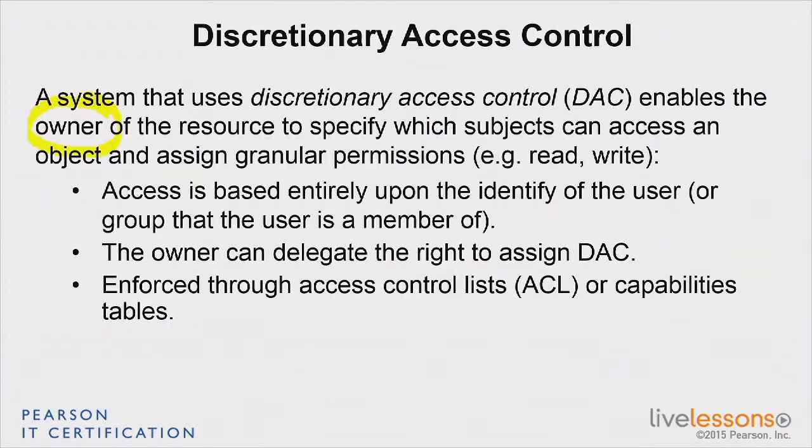Discretionary access control is enforced through either access control lists or capabilities tables. So the key here with discretionary access control is it is the owner of the resource who can specify which subject can access the object and can assign the granular permissions.